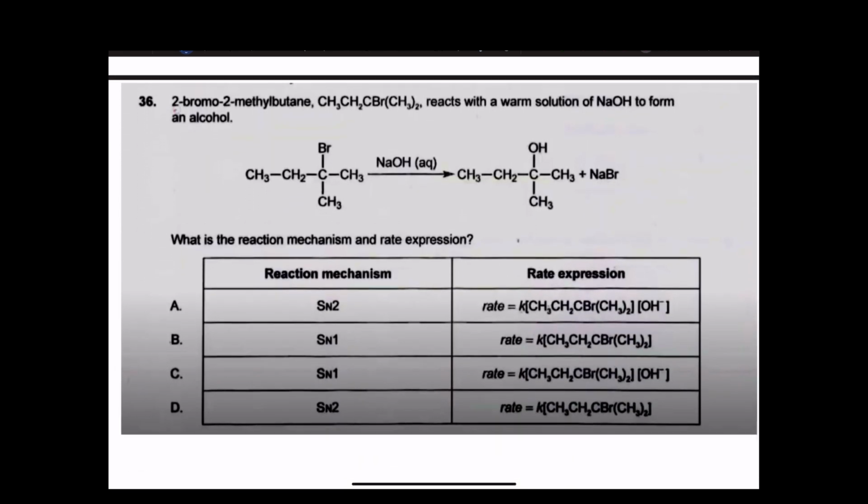Now the next one, we have a tertiary halogenoalkane reacting with NaOH. If it's tertiary, then SN1 will be favored over SN2, as carbocations will be easily formed rather than an attack by nucleophile, right? So I can eliminate option A, option D with this.